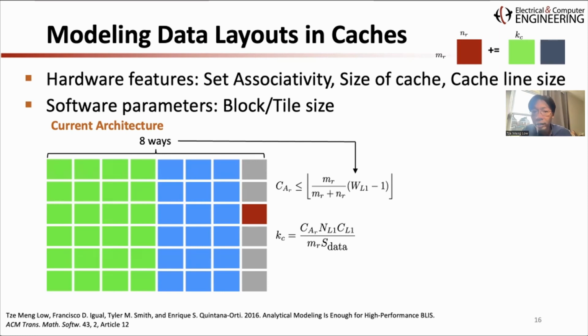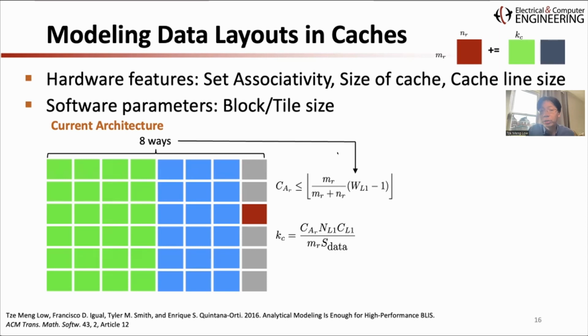Now, MR and NR, based on the functional units, we will have some values that we have come up with that satisfy the hardware requirements in terms of the computational units. So we do know what MR and NR are. But now what we need to find out is what's the size of KC? How do we keep a particular matrix, in this case, let's say the blue matrix, in cache?